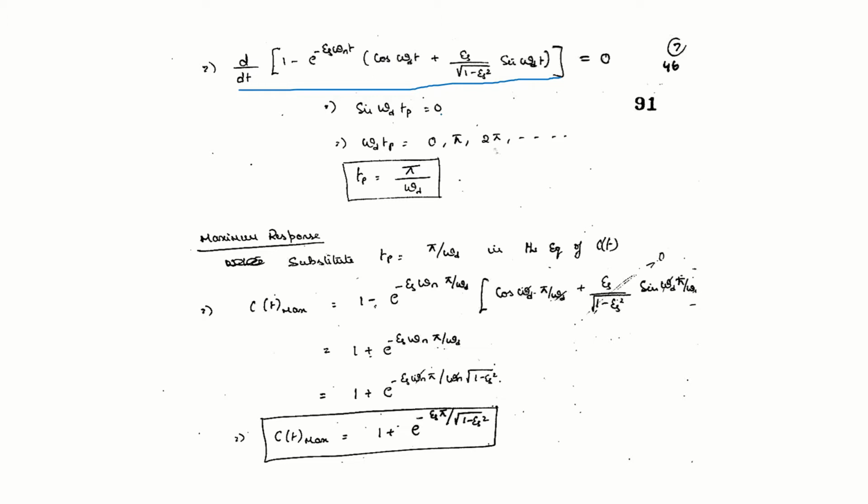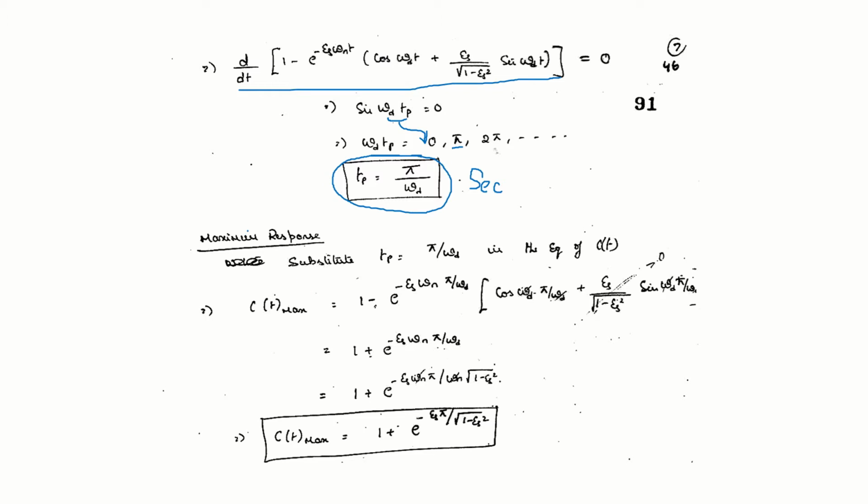For sin(omega_d Tp) to be 0, omega_d Tp should either be 0, or pi, or 2 pi, like this. This cannot be 0, so we'll take the first pi. So then Tp will become pi by omega_d. Okay, this is the peak time. It is again in seconds.